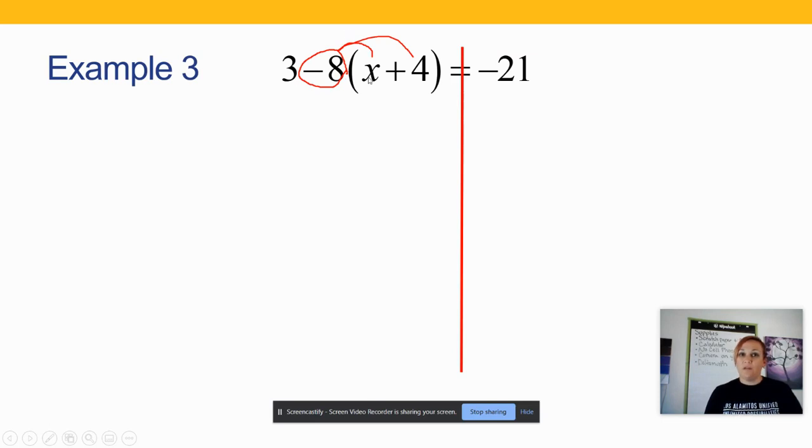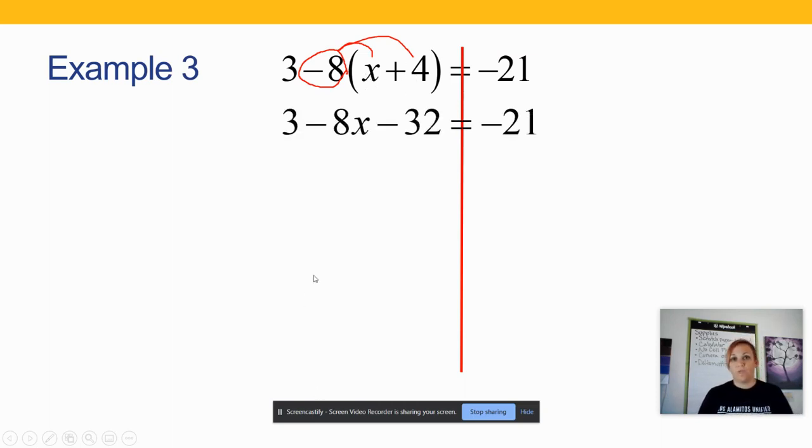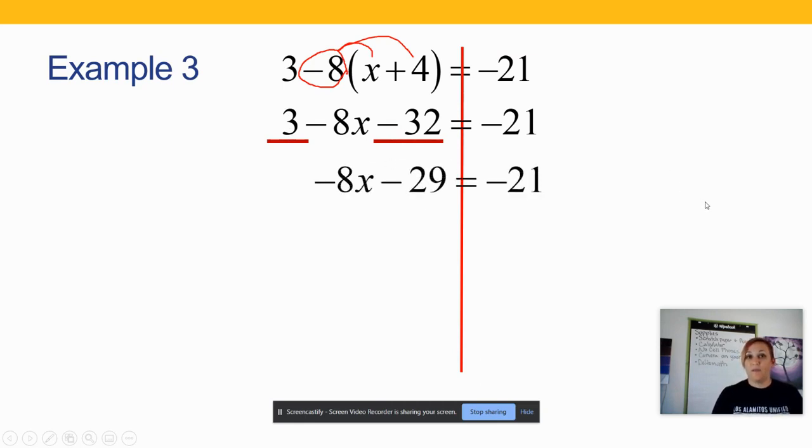When you distribute a negative, all the signs inside the parentheses change. So this will become a negative 8x, and this will become a negative 32. It's one of the most common mistakes is forgetting to switch the middle symbol. I have 3 terms on the left-hand side. So again, at least 2 of them have to be like terms. And those 2 are the 3 and the negative 32 because those are both constants. They're both just numbers. So next I will be combining together a positive 3 with a negative 32. And that becomes negative 29.